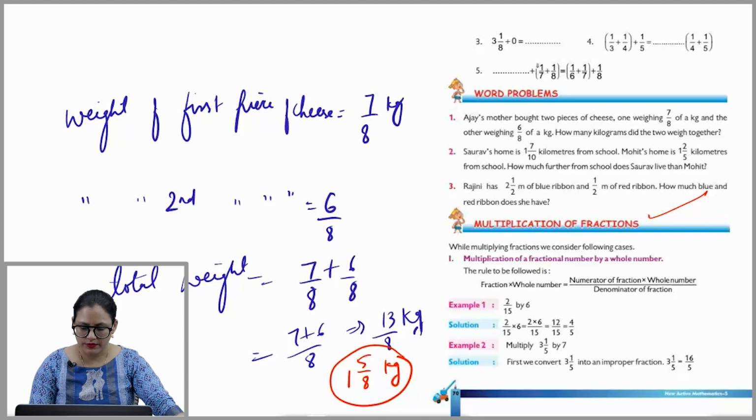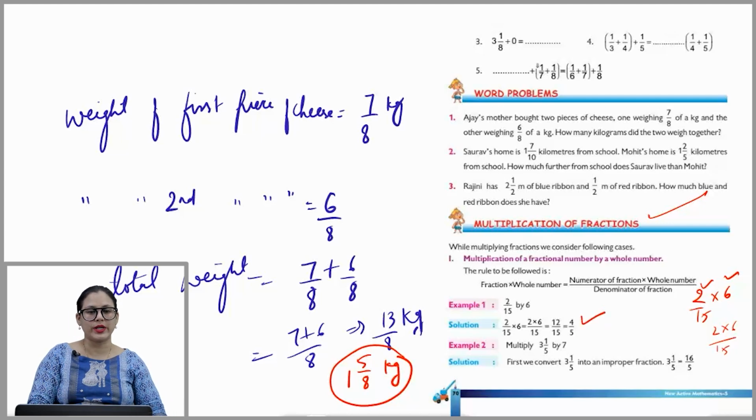For example, you have this number 2 by 15 into 6. You will multiply numerator by numerator and denominator by denominator. Okay. So, 2 into 6 by 15. 2 into 6 is 12 by 15, and you can reduce it to its lowest term also.